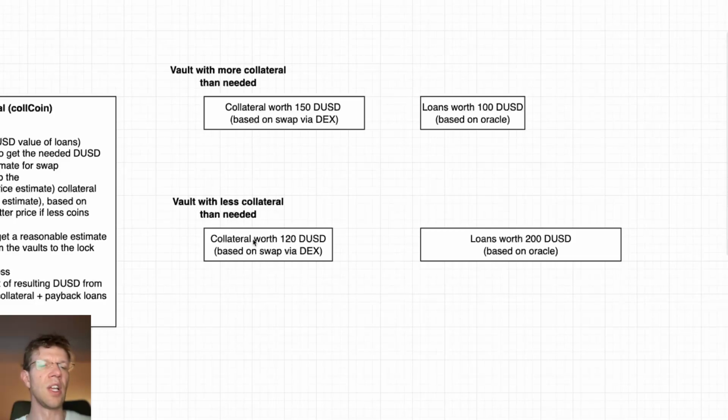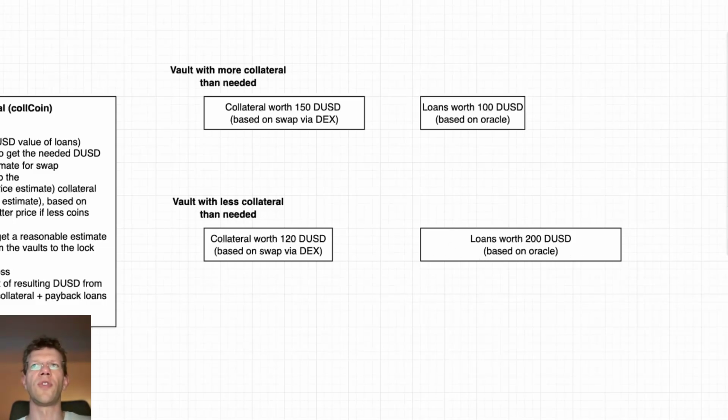So we have collateral of this coin. The overall collateral is enough, it's over-collateralized and everything. But this collateral coin, just this one, so if you now do the whole thing for DFI, only the DFI part of the collateral is worth 120 DUSD based on the swap by DEX, but the loans are worth 200 DUSD. So it's less than we need.